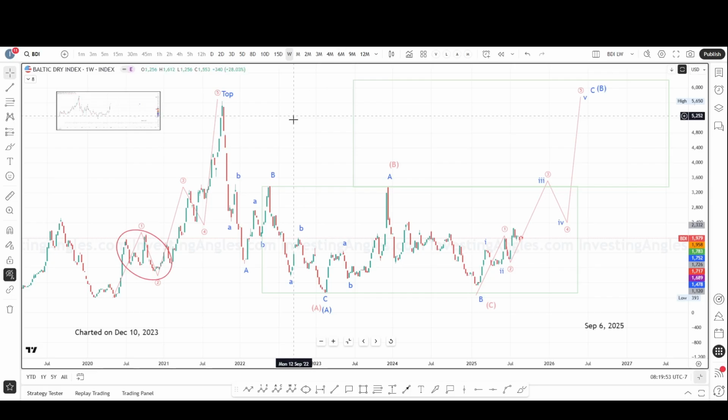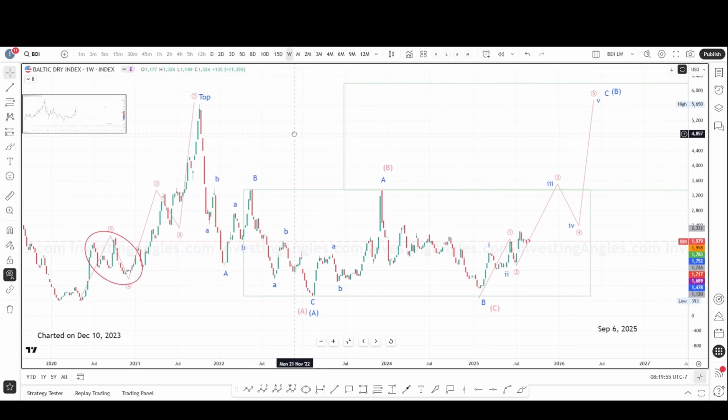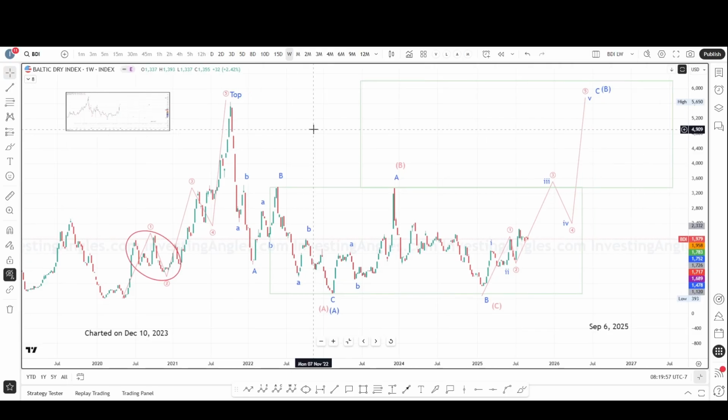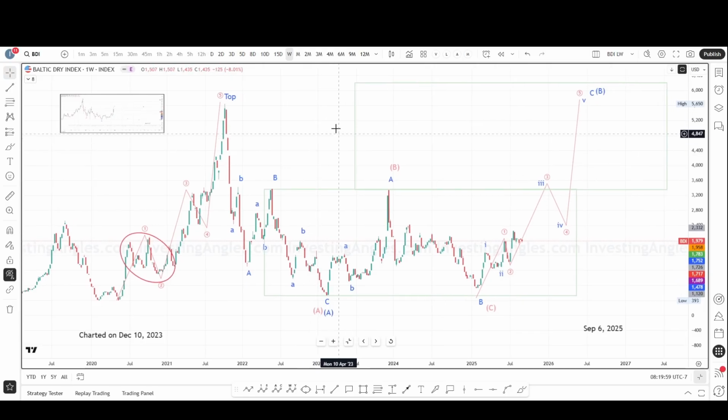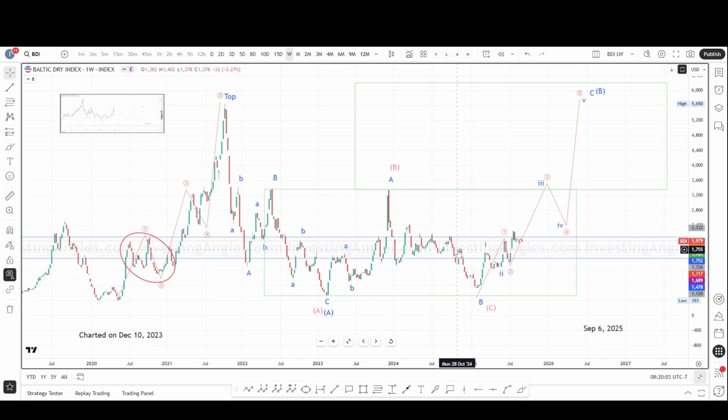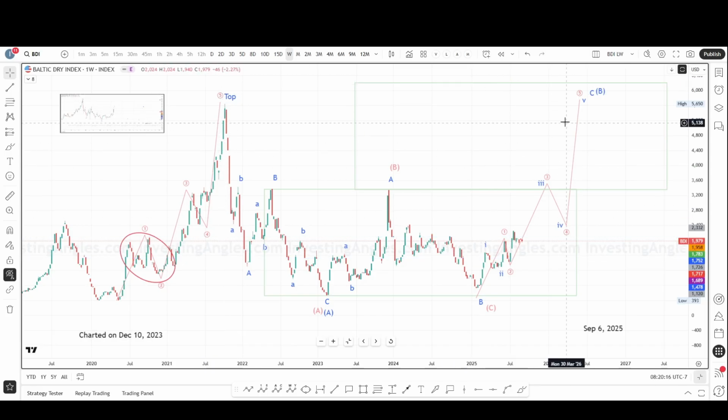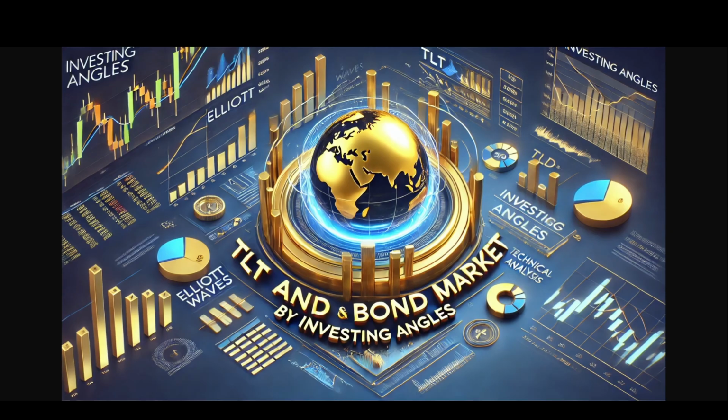If we look at the Elliott wave formation, something that we are tracking for a while, I think that there is a good chance that Baltic Dry Index is setting for a rally similar to what it did in 2021, 2022. Well, this is a very similar formation being formed. Okay, so now let's move on to the bond market.